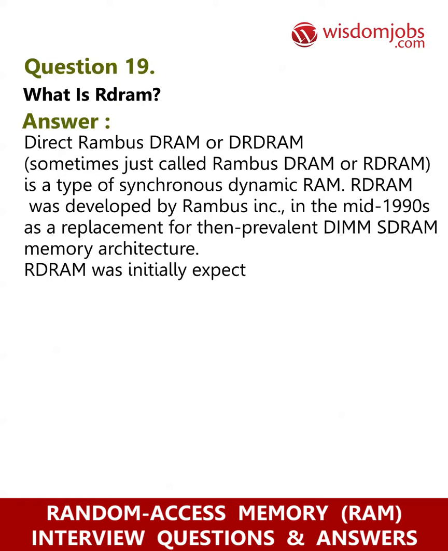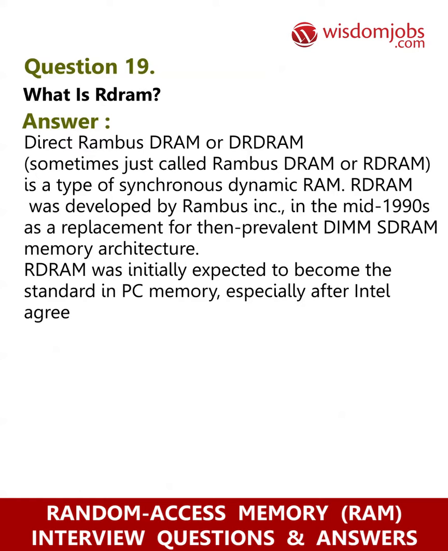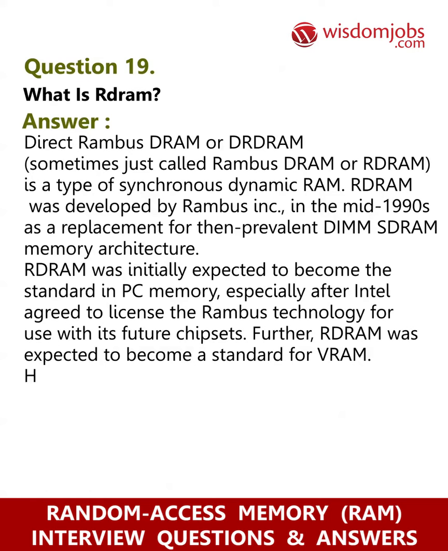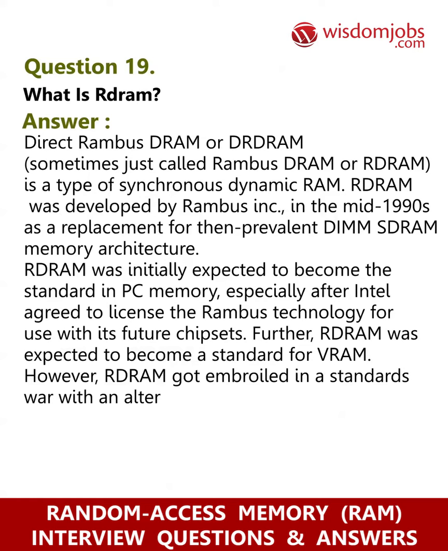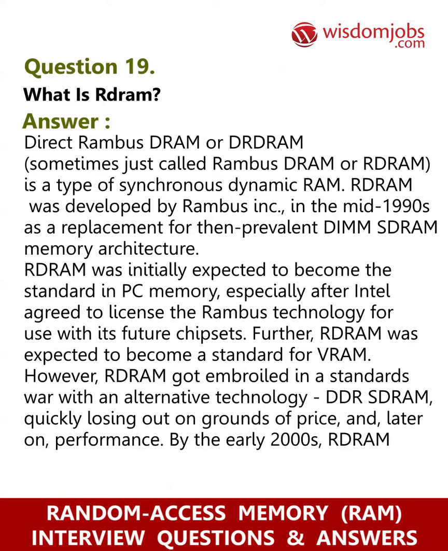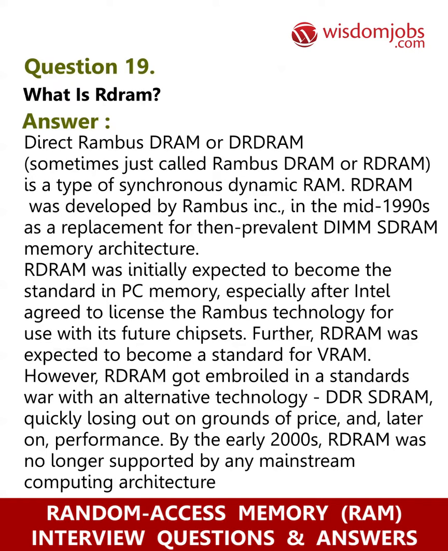RDRAM was initially expected to become the standard in PC memory, especially after Intel agreed to license the Rambus technology for use with its future chipsets. However, RDRAM got embroiled in a standards war with an alternative technology, DDR-SDRAM, quickly losing out on grounds of price, and, later on, performance. By the early 2000s, RDRAM was no longer supported by any mainstream computing architecture.